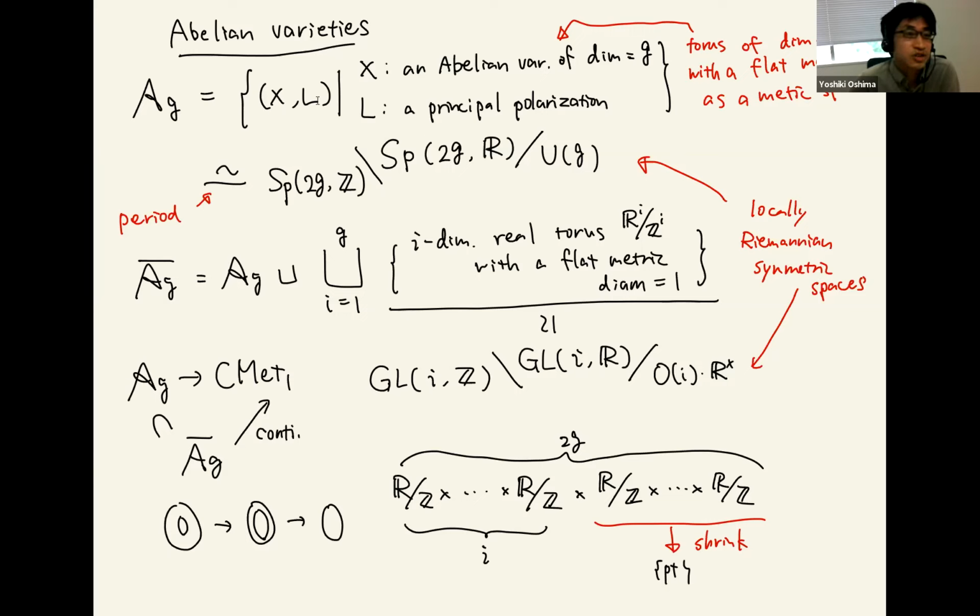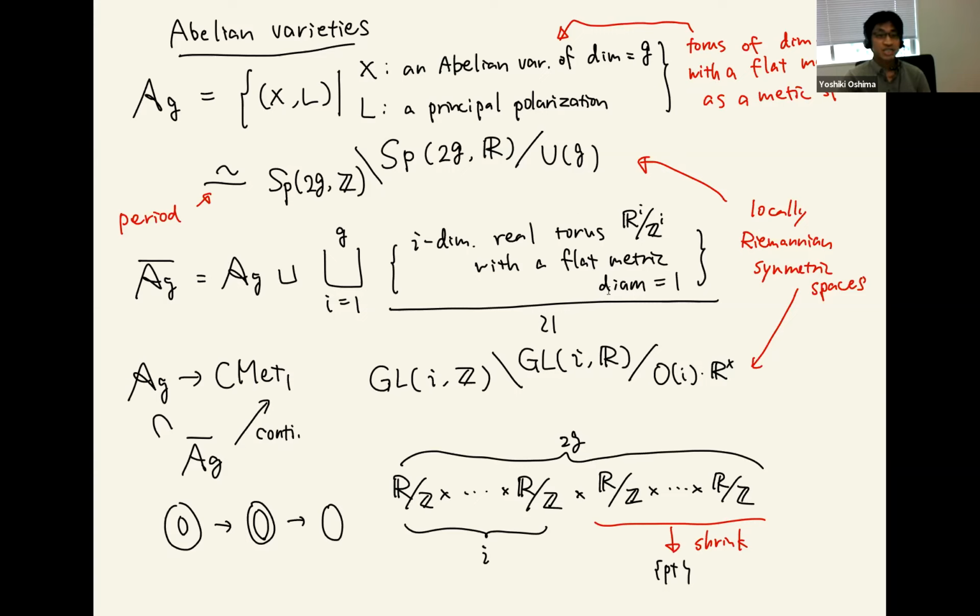In that case, as a metric space, this abelian variety is a torus. This is of complex dimension g, so this is a real dimension 2g, and the metric is flat. So this is a flat metric on a torus of dimension 2g. Not all such tori appear, but some. As a metric space, they are all flat tori.